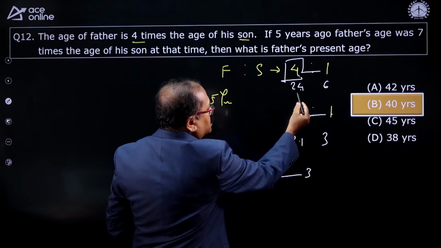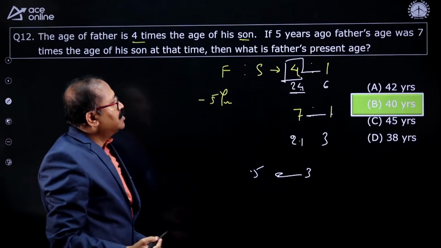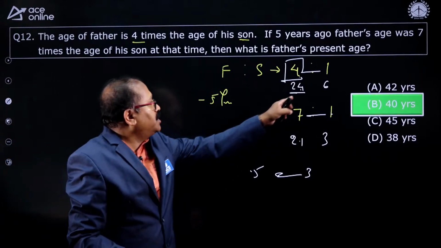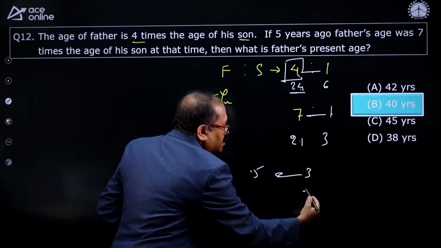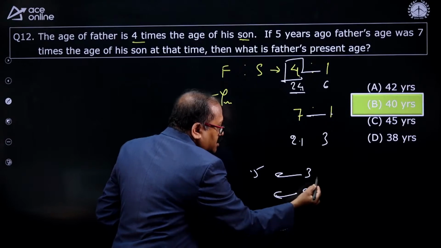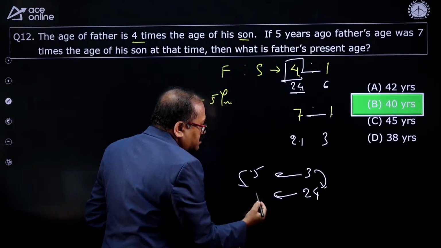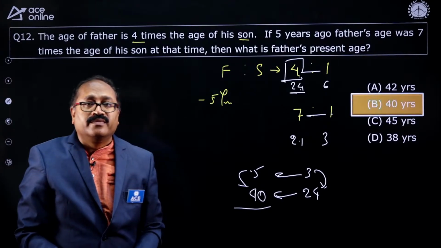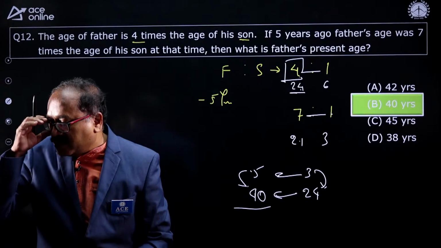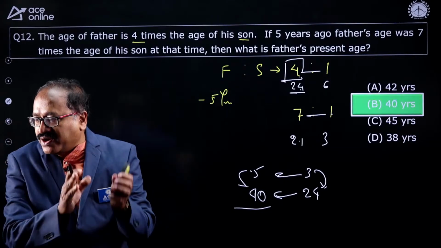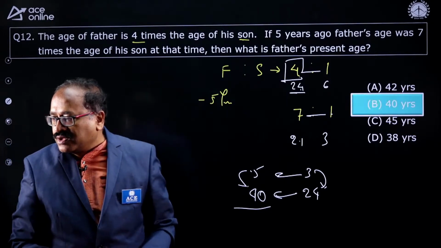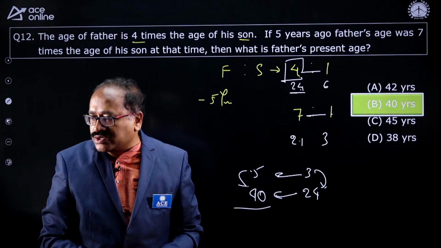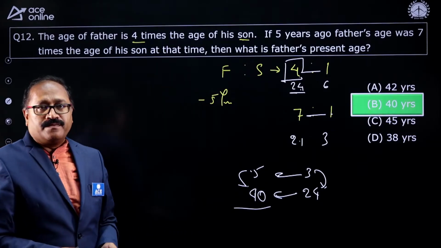3 parts is equal to 5 years. Then 24 parts is equal to how much? 24 parts, can you see that this is 8 times? So obviously this is 8 times 5, which is 40. Rightly said, Aman. Yes, Sumit Pawar, option B. That's right.